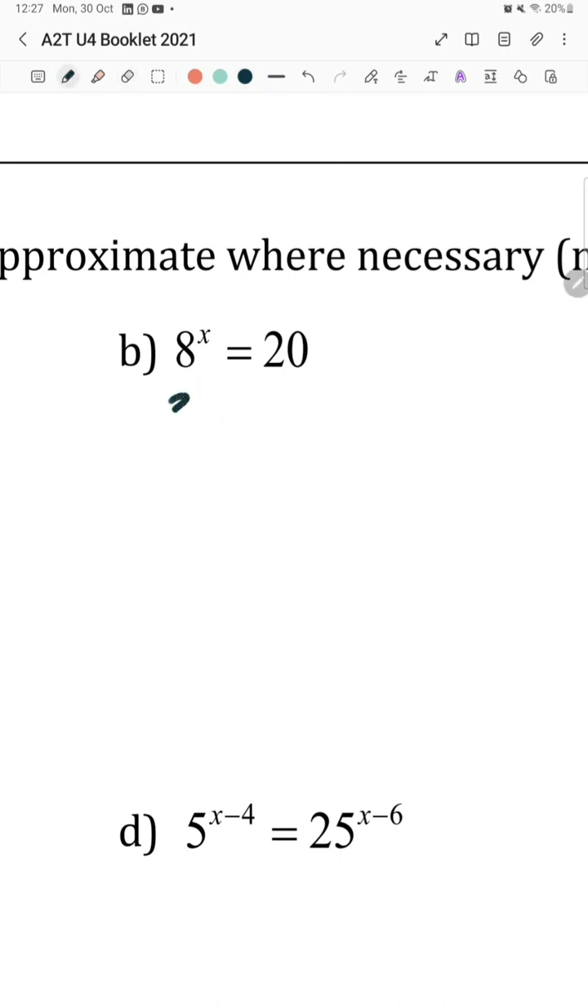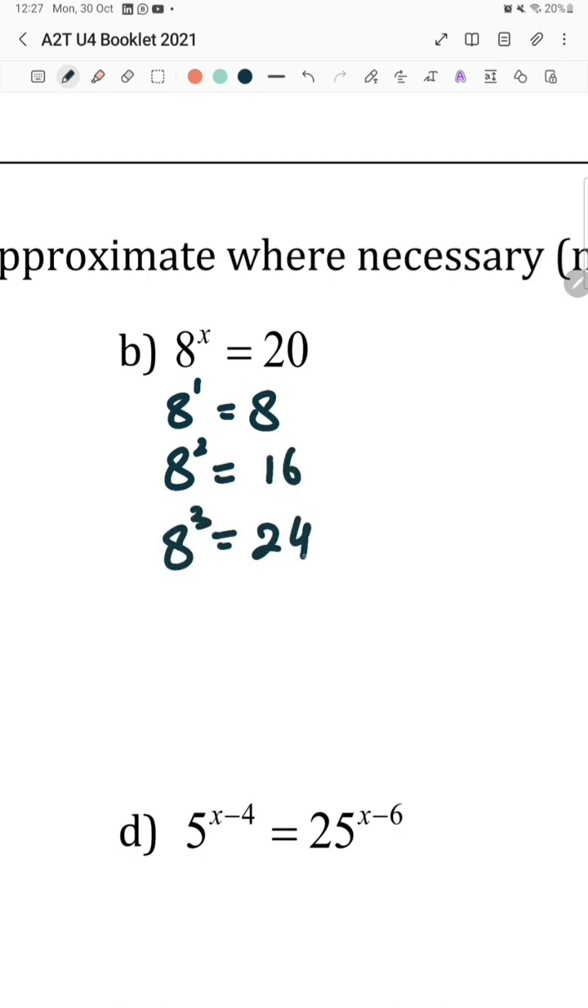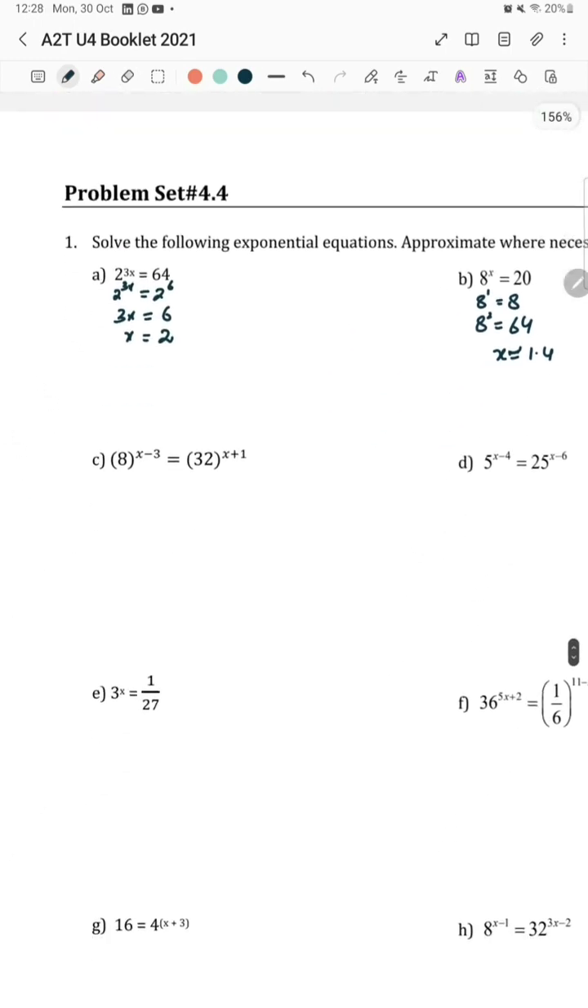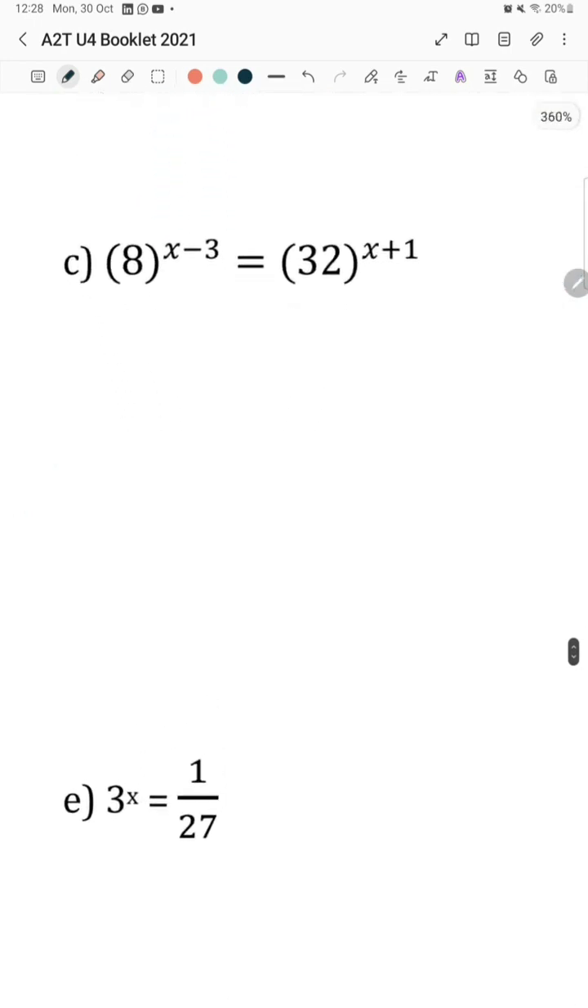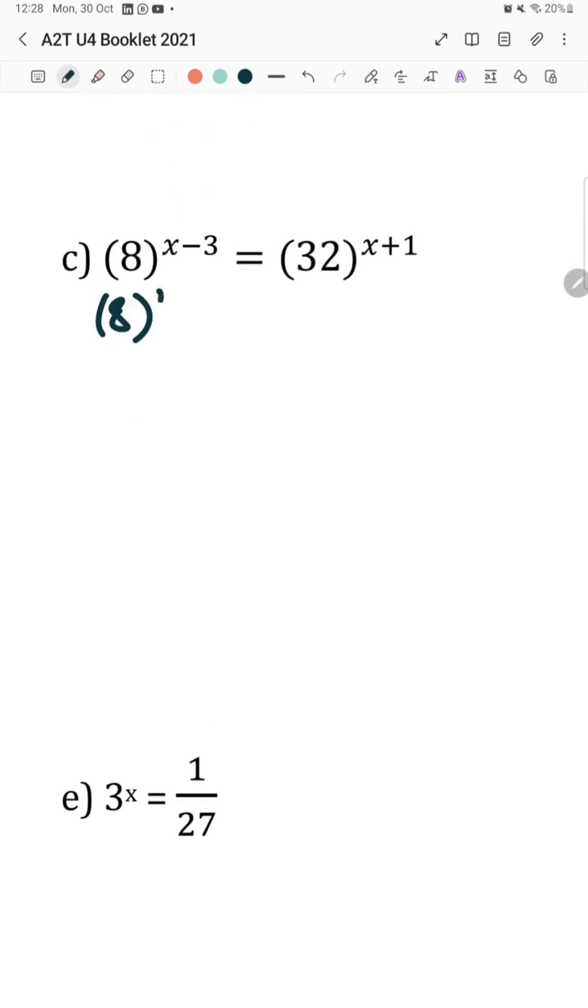If we need to approximate, 8 to the power 1 is 8, 8 to the power 2 is 64. What is happening here? But we need 20, so it's near 1, so it's going to be approximately 1.4. Okay, so here is 8 to the power x minus 3. We cannot write 32 in terms of 8, but we can write both of them in terms of 2.